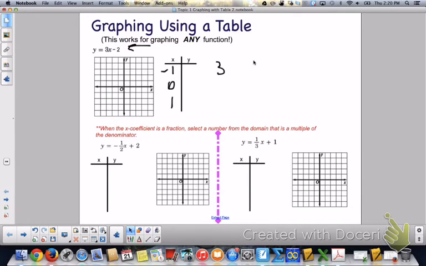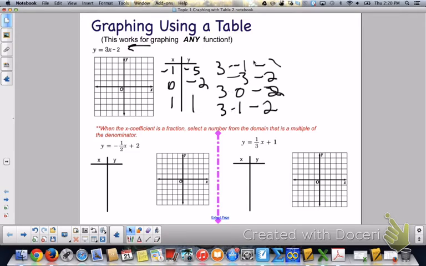So we have 3 times -1 minus 2. So that's -3 minus 2 gives us -5. Okay, to plug in 0, 3 times 0 is 0 minus 2. This is kind of funny, gives us -2. And if we plug in 1, 3 times 1 is 3 minus 2 gives us 1.